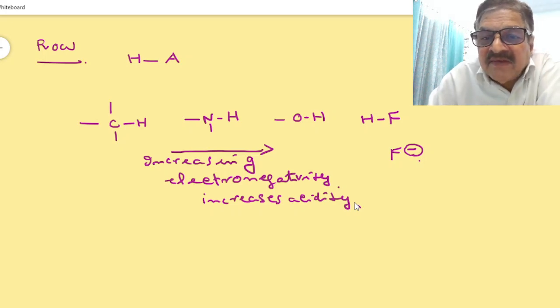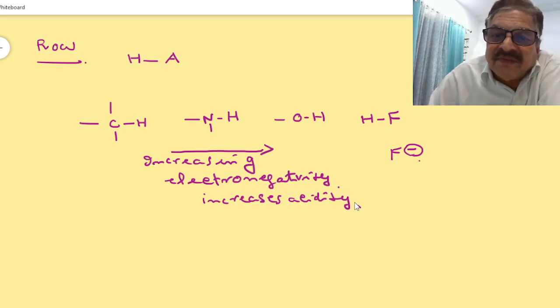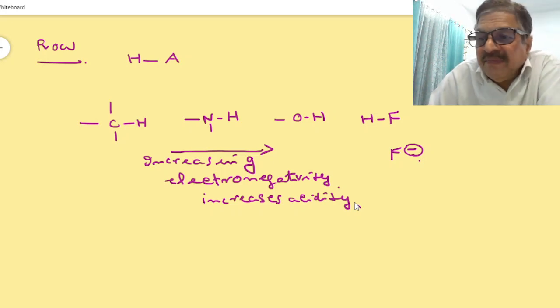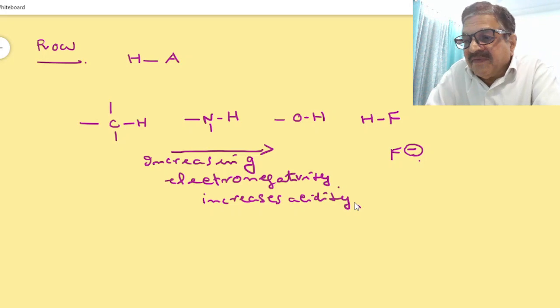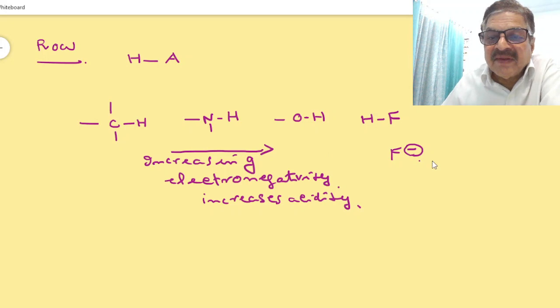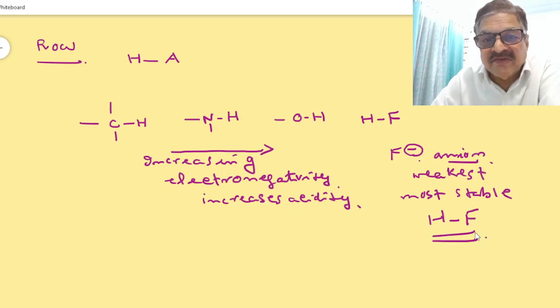Fluorine, in this case, has the greatest attraction for electrons. Therefore, HF, hydrogen fluoride, holds on to the electrons very, very strongly. Fluorine does not want to share these electrons with any other proton. Therefore, the fluoride anion is a very stable one. It is the weakest base, and the weakest means most stable. Therefore, in the series, HF will be the strongest acid.